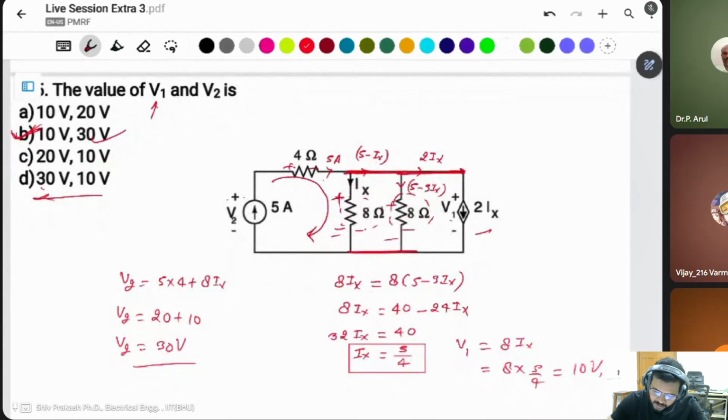V1 is 8 Ix because, see here, these all three are connected across each other. It means this voltage, this voltage, this voltage are equal. Because this one is 8 ohm resistance and Ix is the current passing through it, that's why I directly wrote V1 is equal to 8 Ix.